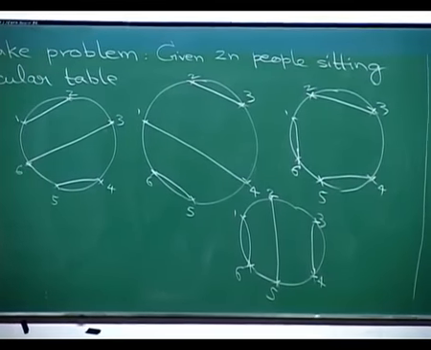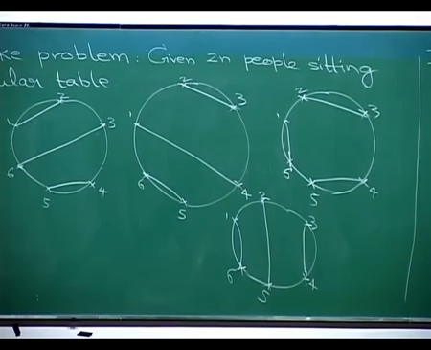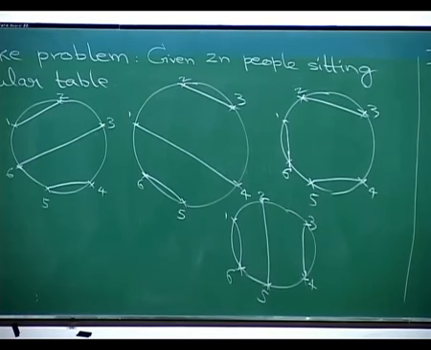If people have to shake hands in pairs, and in such a way that hands do not cross, there are only these 5 solutions possible. Again, note that there are 5.